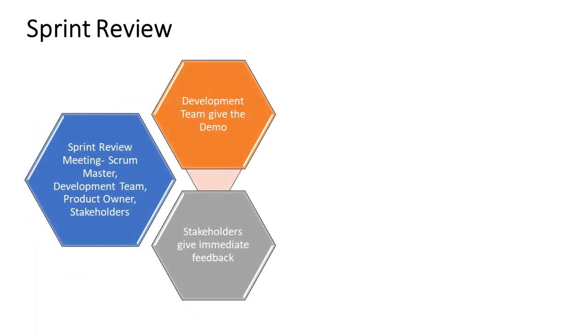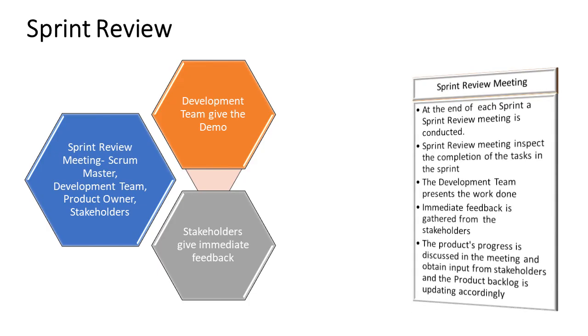The sprint review is a key event in Scrum that takes place at the end of each sprint to showcase the work completed during the cycle and gather feedback from stakeholders. During the session, the Scrum team, including the product owner, Scrum master, development team, and relevant stakeholders, review the increment, the working features, or completed deliverables produced during the sprint.